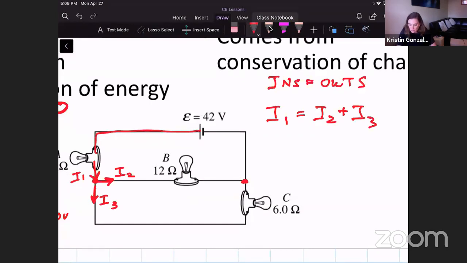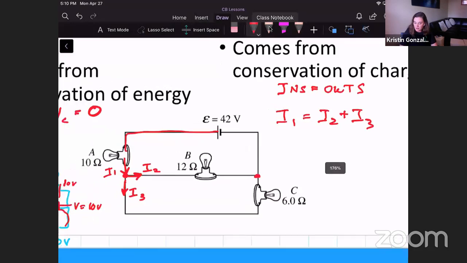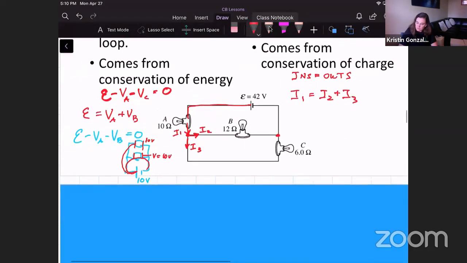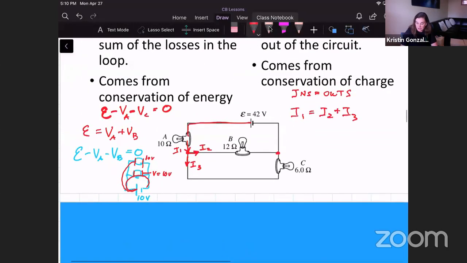So we're going to use these a lot more later. We'll touch on a couple of these today, but we're really going to practice these loop and junction rules more tomorrow and the next day. But always be thinking about those. And this is why in series currents are the same, because if you have no junctions, the current has to stay the same everywhere.